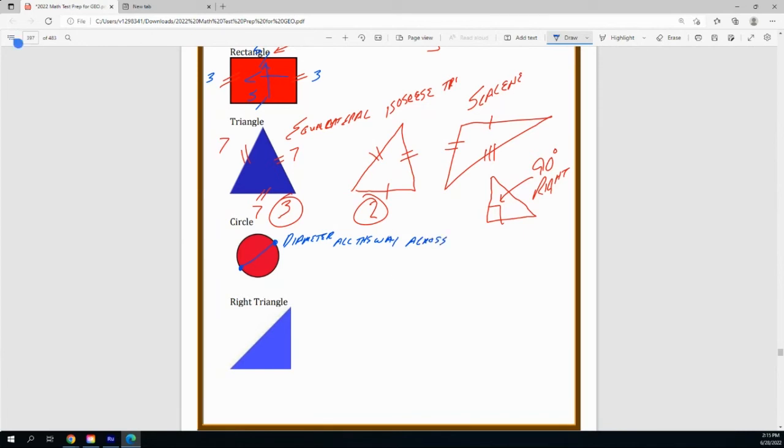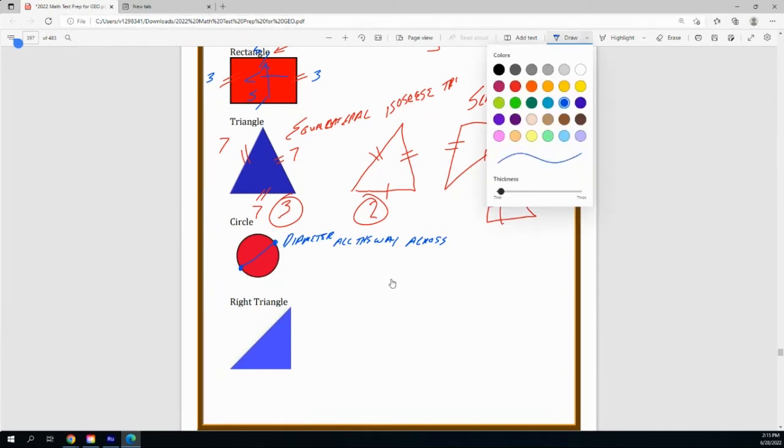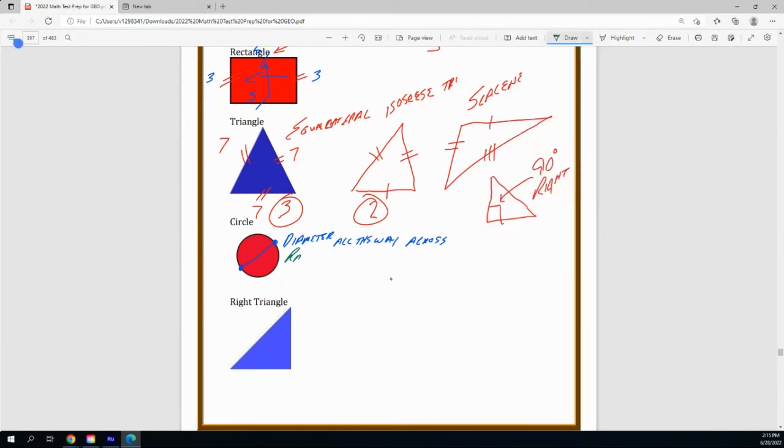So that's what you would measure if you're finding a lid for a jar. You would go and measure the widest part, which is the diameter, and then you go find a lid for that. There is another vocabulary word that goes with this, and that vocabulary word is radius.